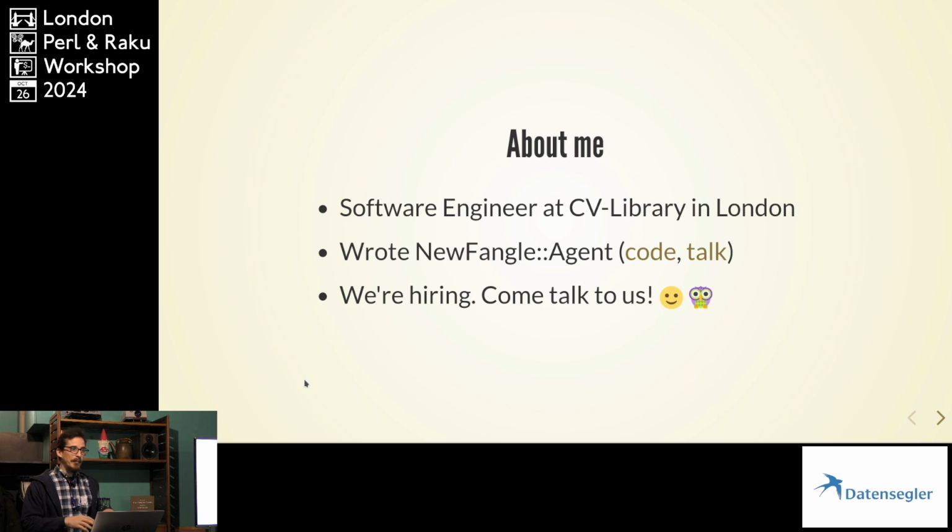A little bit about me. I'm a principal software engineer at CV Library. I work here in London, and I have a little bit of experience in this area because a couple of years ago I wrote a Perl agent for New Relic using Newfangle. I gave a talk about that at the Ephemeral Miniconf a couple of years ago, and a lot of the work that I'm going to be talking about today extends from that work.